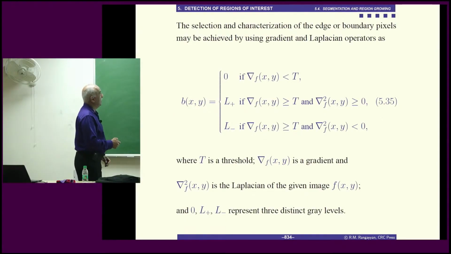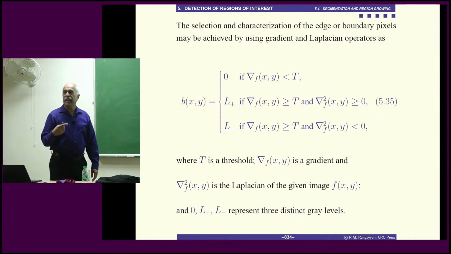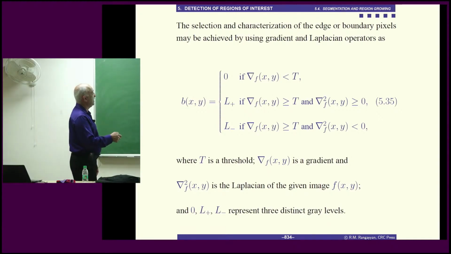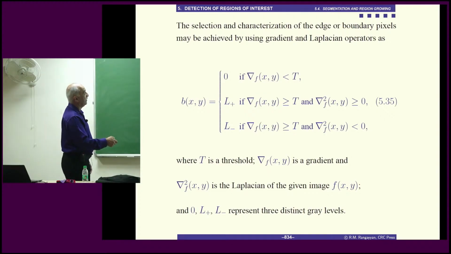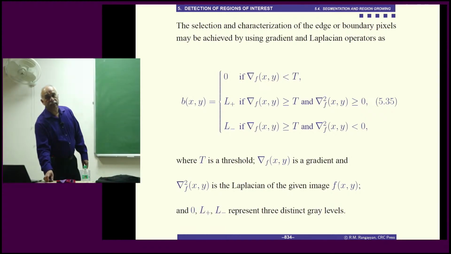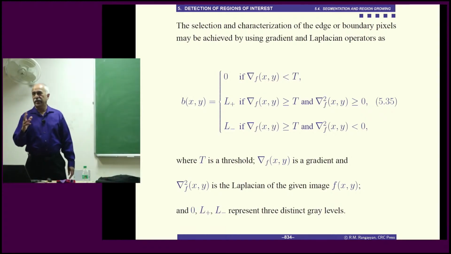The boundary pixels, Bxy, could be further categorized. Bxy is 0 if the gradient measure is less than a threshold. It is some value L plus, like plus 1, if the gradient is greater than the threshold and the second derivative is greater than 0. It is some negative value, minus 1, if the gradient is greater than the threshold but the second derivative is negative. So leading and trailing edges, or positive and negative changes.